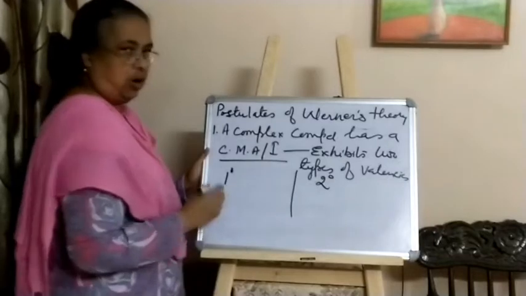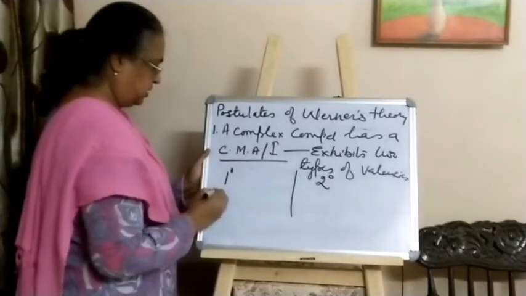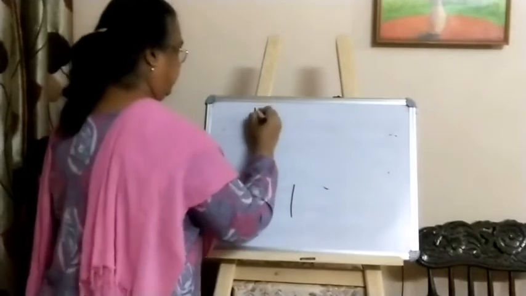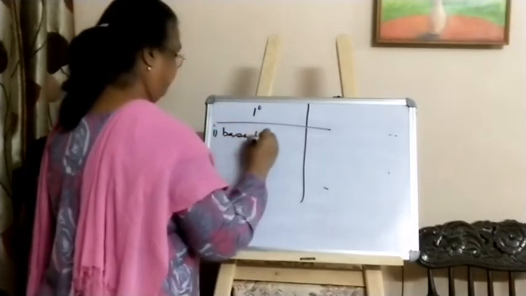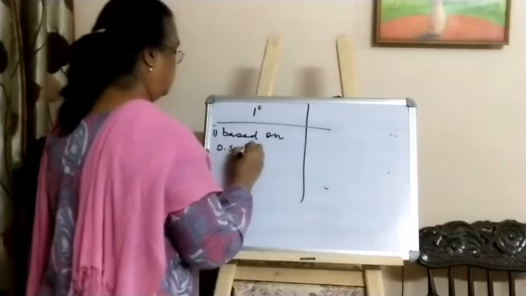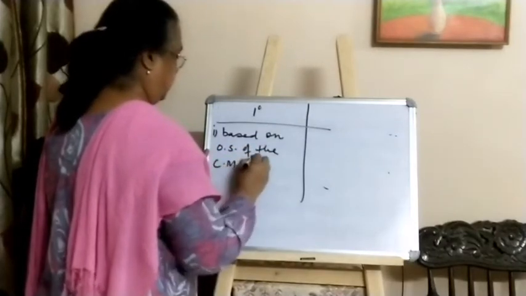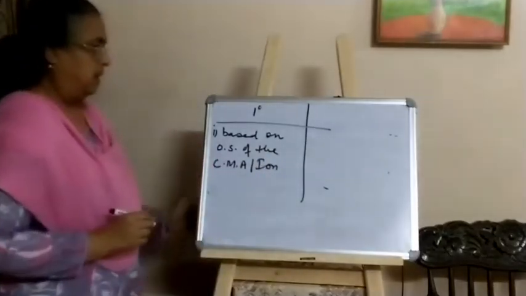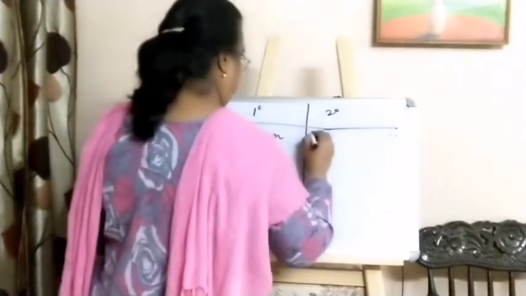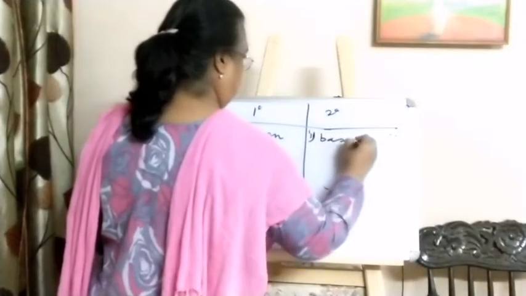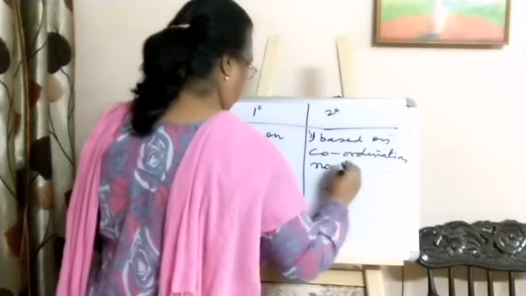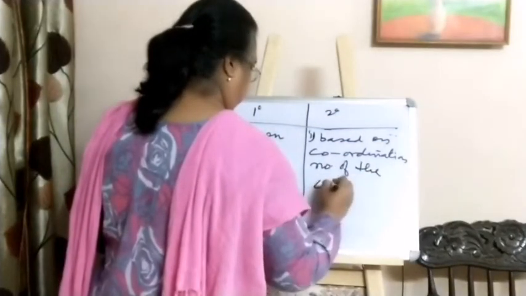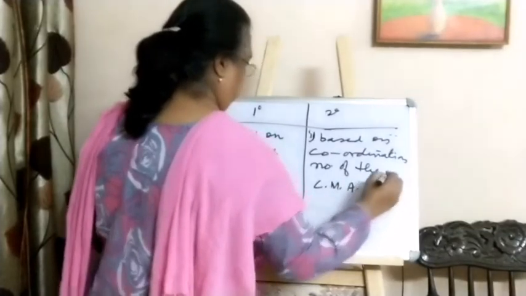Primary valency is based on the oxidation state of the central metal atom or ion, whereas secondary valency is based on the coordination number of the central metal atom or ion.